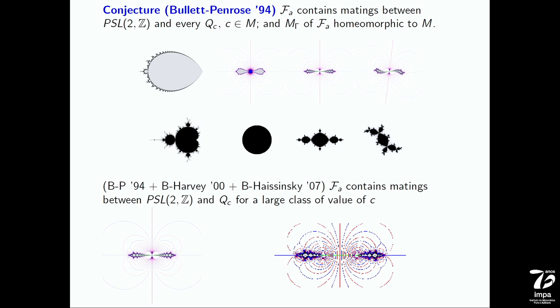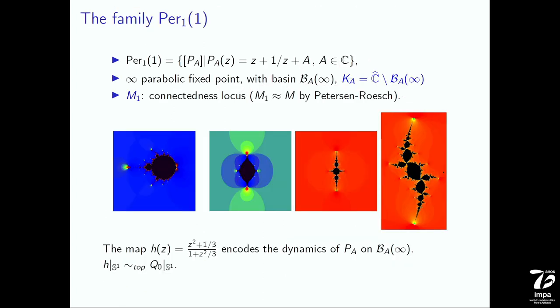And maybe, considering that these may be matings between parabolic quadratic rational maps and the modular group. So we consider the parabolic counterpart, if we want, of the quadratic family, which is the family Per_1(1), the family of maps zeta plus 1 over zeta plus a. Well, actually, it's a family of conjugacy classes up to conformal conjugacy. And why do I say that it's the parabolic counterpart of the quadratic polynomials? Because for everybody in the family, infinity is again fixed, but it's parabolic with multiplier 1. So it has a basin of attraction, and we can consider its filled Julia set to be the complement of the basin of attraction.